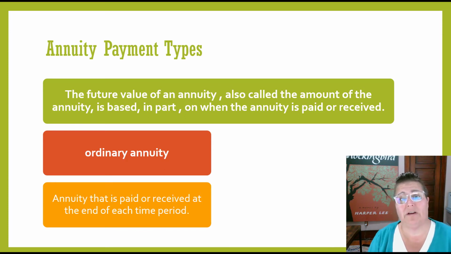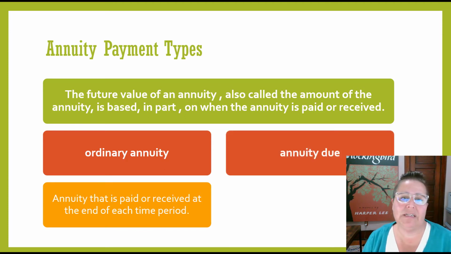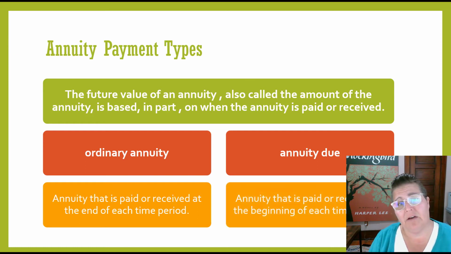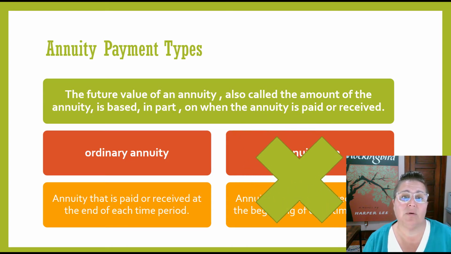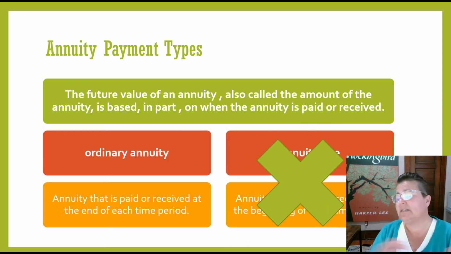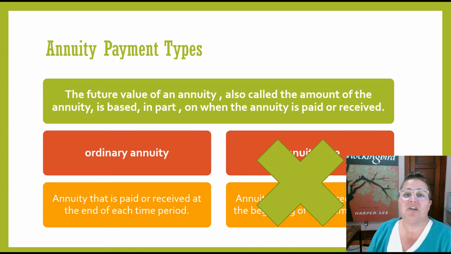That's an ordinary annuity. The other one is an annuity due, and an annuity due is paid at the beginning of each period. So the beginning of the year, the beginning of the month, the beginning of the quarter. Everything that we do in this class is just going to deal with the ordinary annuity. We are not going to be doing annuity due. Some things had to get cut out. Annuity due is the one thing that got cut out.